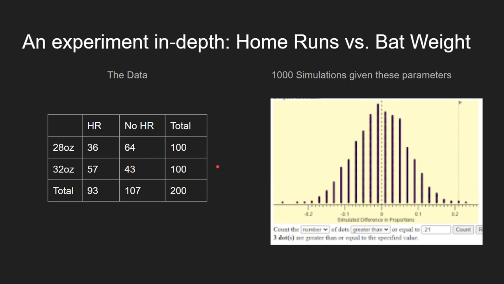How often, if we run 1,000 simulations, how often is she going to have a difference in proportions along the same lines as what we're seeing here? All right. So if there's no difference, here's how often we would see this. But for this particular difference in proportions, the only time that we would have 0.21 greater with the 30 ounce bat than the 28 ounce bat, we would have that 3 times out of 1,000. Okay, 3 times out of 1,000.